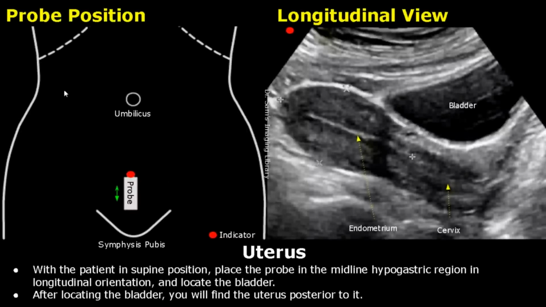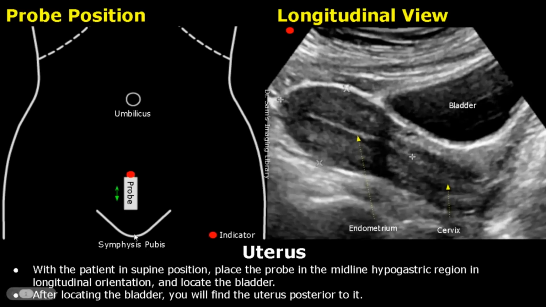On the left side is a schematic diagram showing ultrasound probe position. These dotted lines are the right and left costal margins. This is the umbilicus. This white box is the ultrasound probe, and this red dot is the indicator or the orientation marker. This is the inguinal region. At this point is the symphysis pubis.